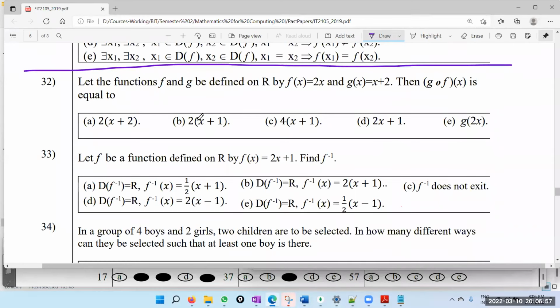Let functions f and g be defined on R by f(x) equals 2x, g(x) equals x plus 2. g of f.